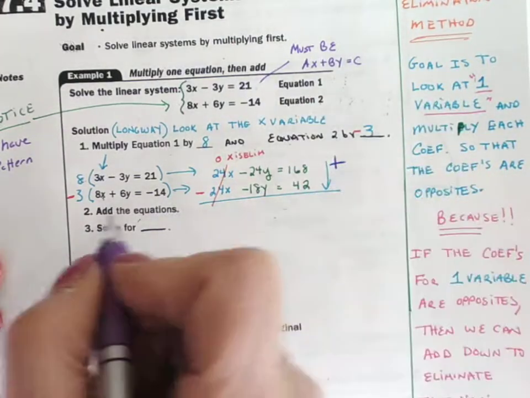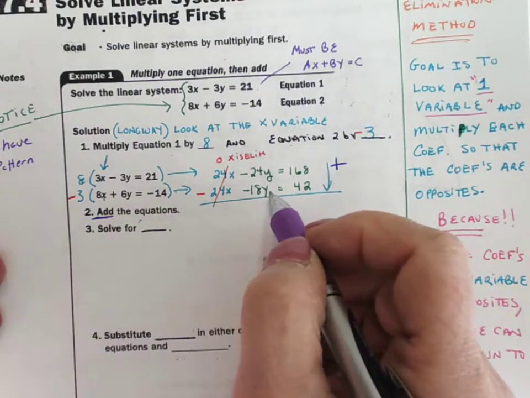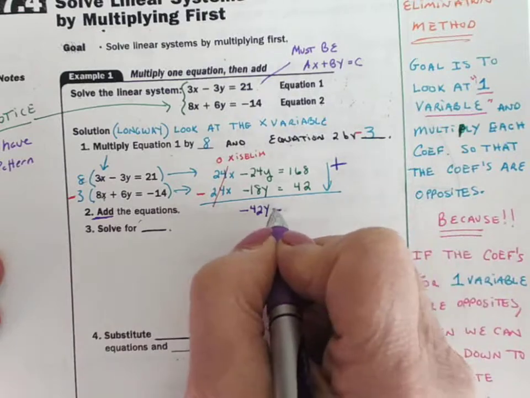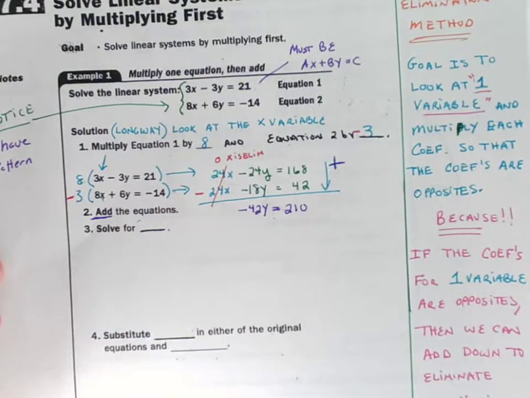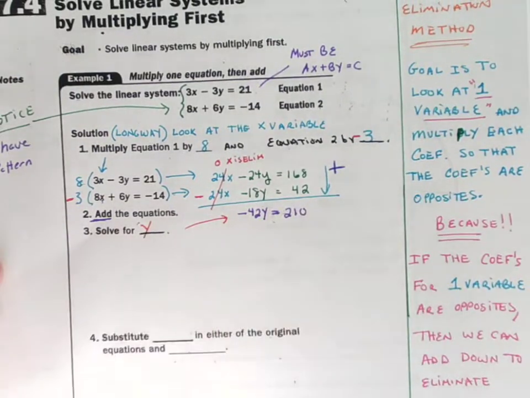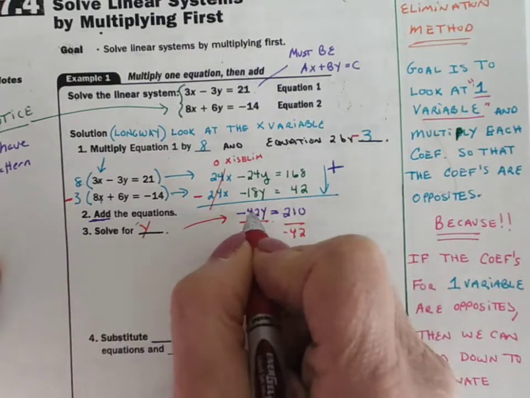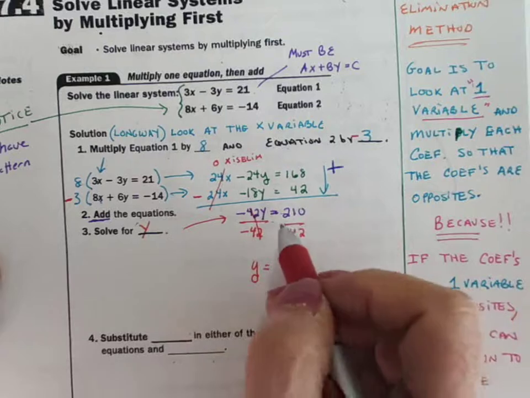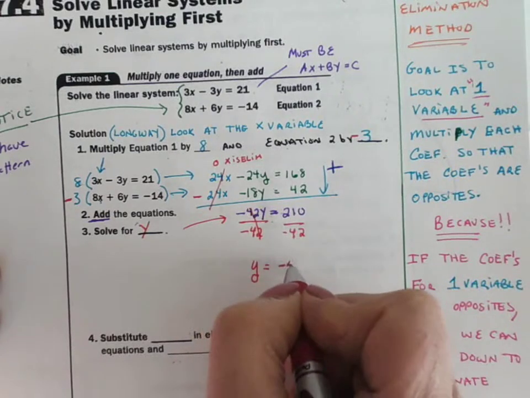I add the equations. The x is eliminated. I add the coefficients for y and get negative 42y equals, add my constants, 210. And now I'm going to solve for y. So I divide both sides by negative 42. I'm going to get y equals, and you can use your handy dandy calculator, 210 divided by negative 42 is going to give you negative 5.